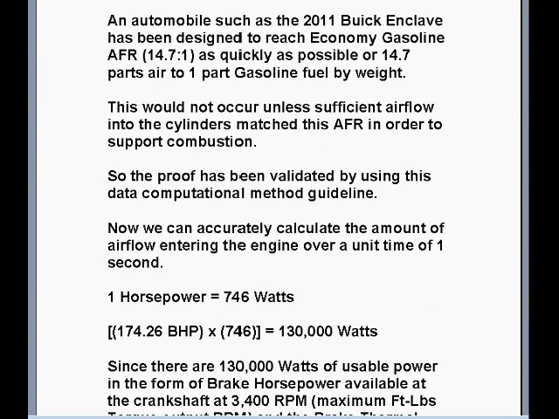An automobile such as the 2011 Buick Enclave has been designed to reach economy gasoline air-to-fuel ratio 14.7 to 1 as quickly as possible, or 14.7 parts air to 1 part gasoline fuel by weight. This would not occur unless sufficient airflow into the cylinders matched this AFR in order to support combustion. So the proof has been validated by using this data computational method guideline.